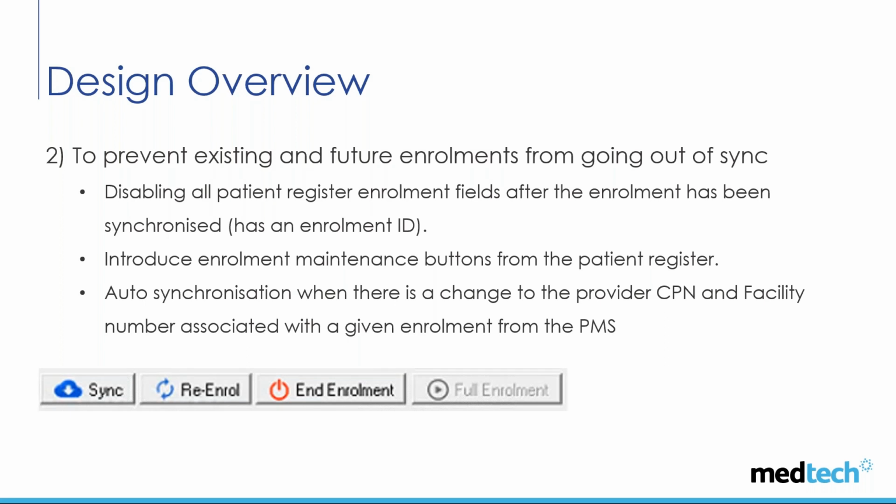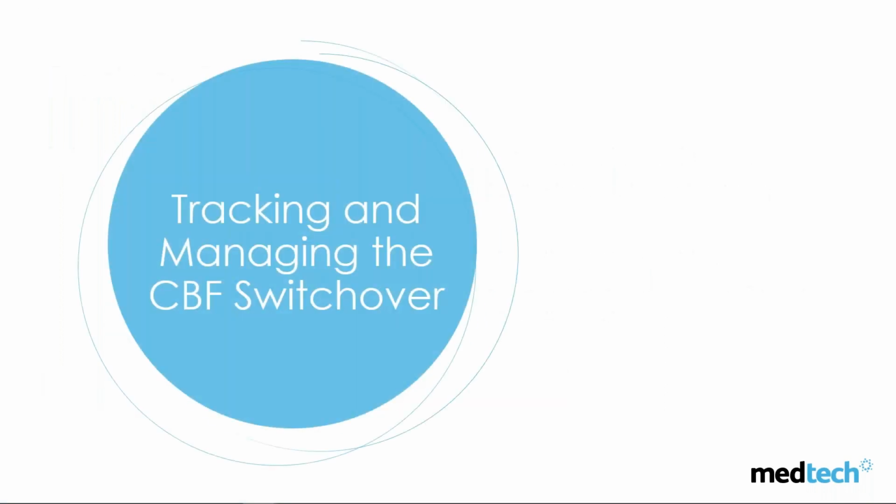The second part of the design is to prevent existing and future enrollments from going out of sync. The way that this was achieved was by disabling all patient register enrollment fields after the enrollment has been synchronized. So that's any enrollment that doesn't have an enrollment ID. And this is required to prevent changes being made to the PMS enrollment without changing the NES enrollment.